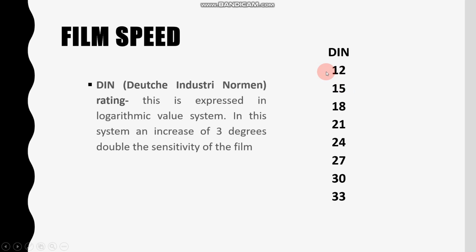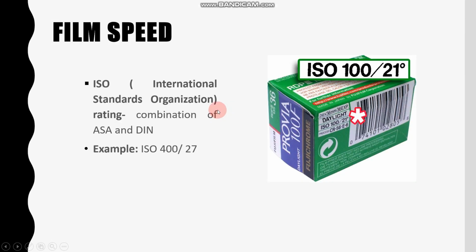So, again, the higher the number, of course, the faster the film, and then the lower the number, the slower the film speed, or the lower the sensitivity of the film to light. And we have now the ISO, wherein it is a combination of the ASA and DIN. So, application na lang din yan. The International Standard Organization Rating.